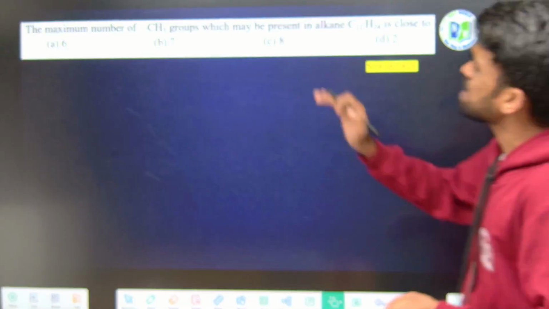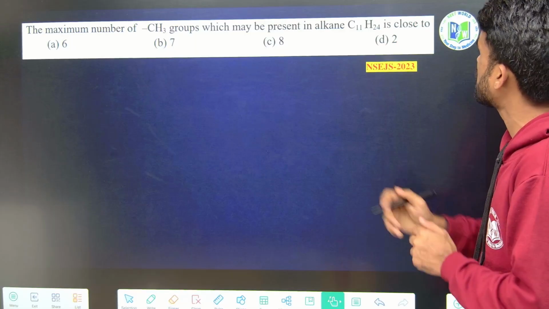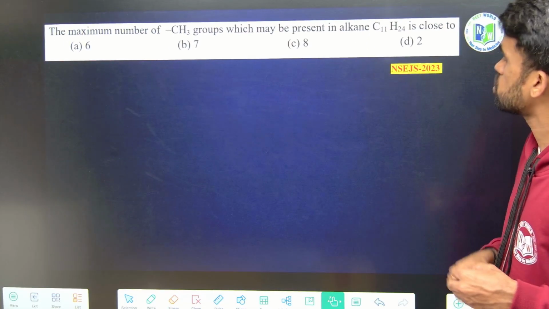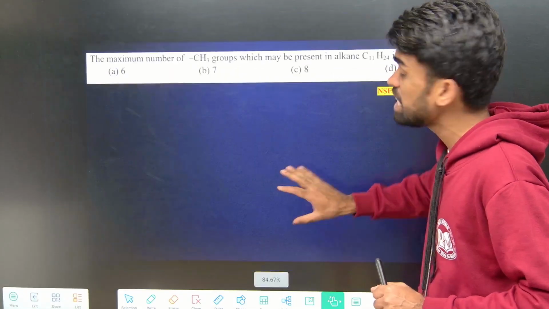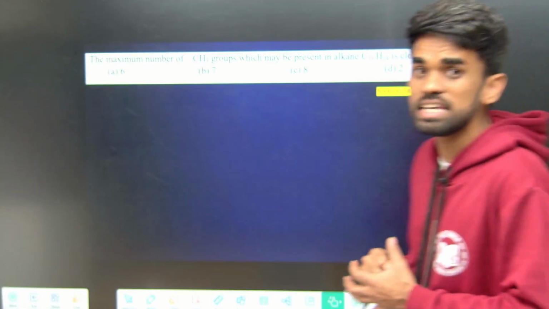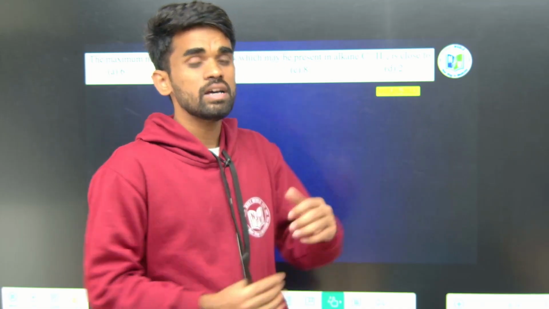So the maximum number of CH3 groups which may be present in an alkane with the formula C11H24 is close to... Guys, you know, there is a similar kind of question in the NSEC 2023 paper. So this is NSEJS 2023, right? JS is junior, that is for 11th and 12th, that is NSEC we have now. In that, I have found a similar kind of question. If you are really preparing for NSEJS, NSEC, continue your preparation for the next Olympiad also.